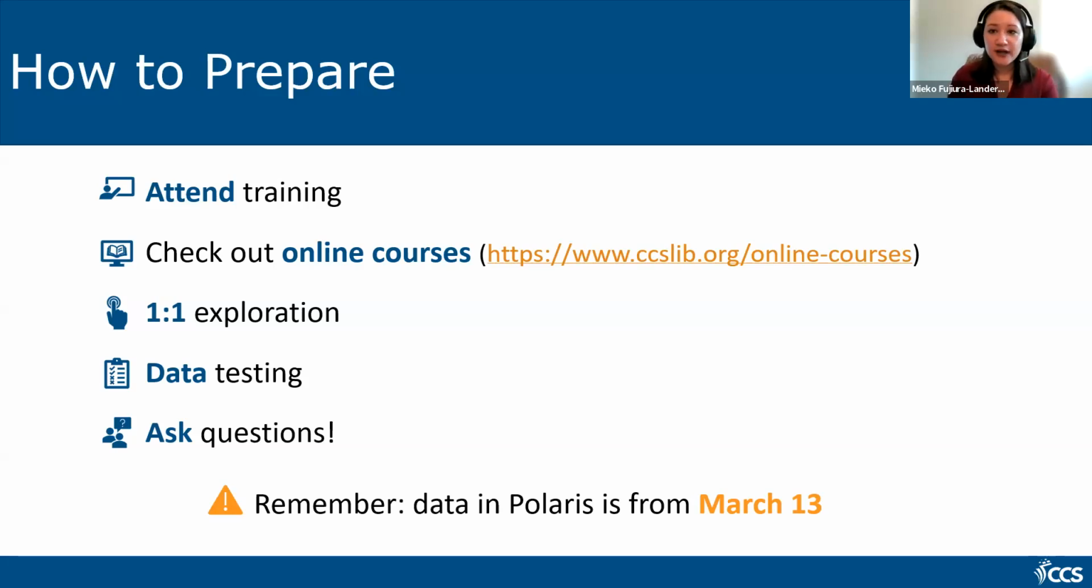Of course, data testing is also a great way to help get used to looking at Polaris records. Again, the data in Polaris is from March 13th. So any new items that you've acquired or any new patrons that you've registered since March 13th are not going to be in the training database. So you won't be able to use those records for data testing or for one-to-one exploration.